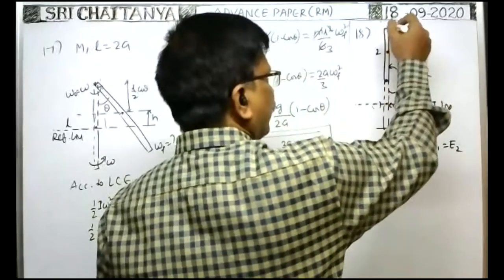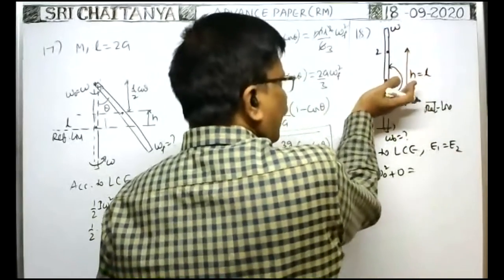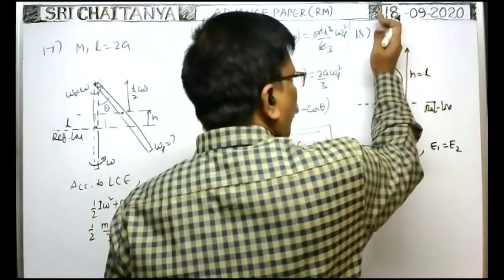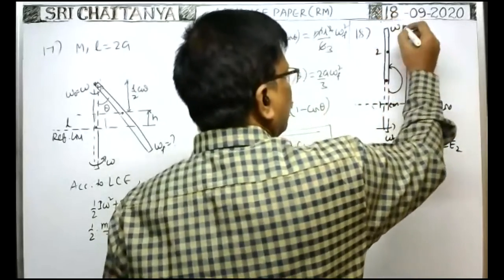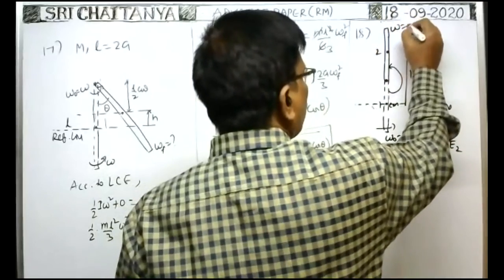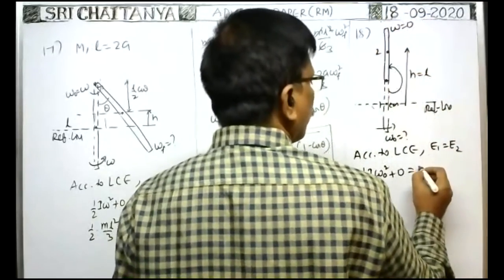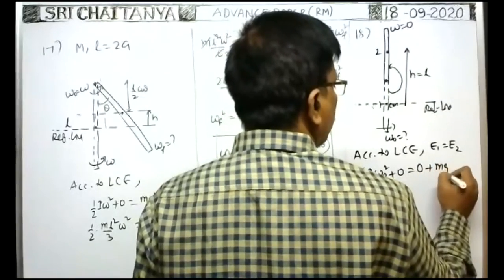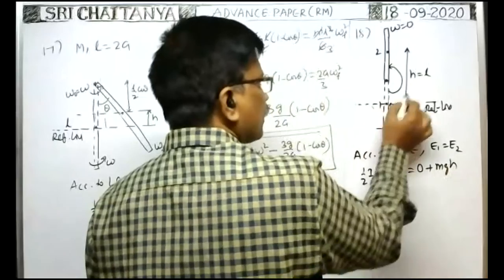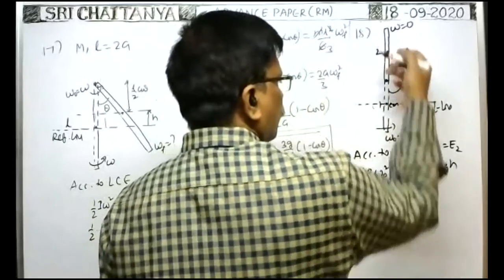Whenever the rod turns like this, at this position, the rod has to rotate and move upwards. The rod has to turn vertically upwards, which means the final angular velocity at this point is 0. That's why final angular velocity is 0 plus potential energy gained, equal to mg into h, because the center of mass comes from here to here, so it gains the potential energy.